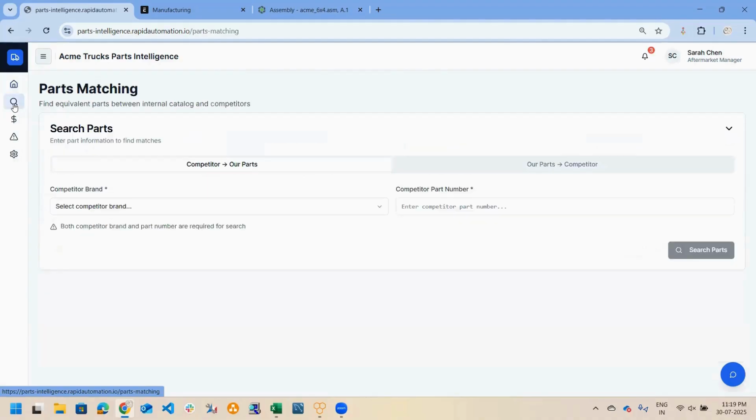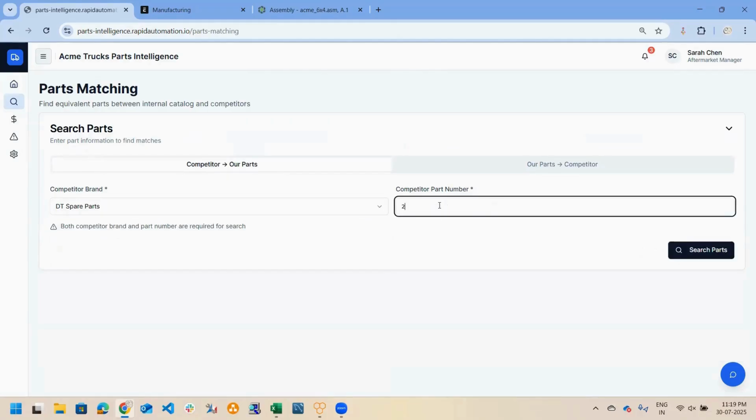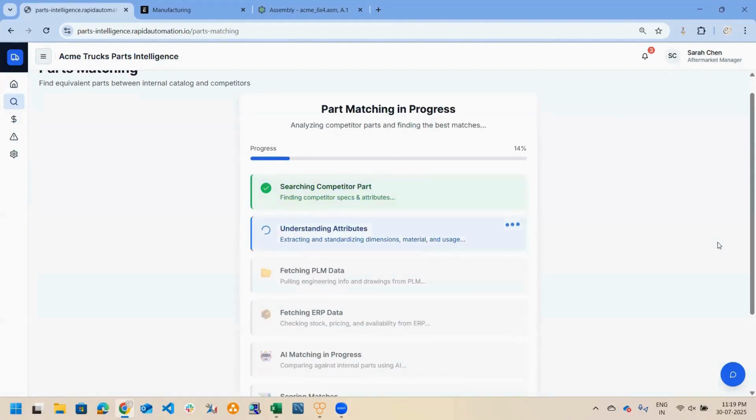starting with part number 12254 from DT Spare Parts. A little bit of an overview on the interface from here. Well, actually, I'll jump ahead a little bit. I'll start with the price matching tool.